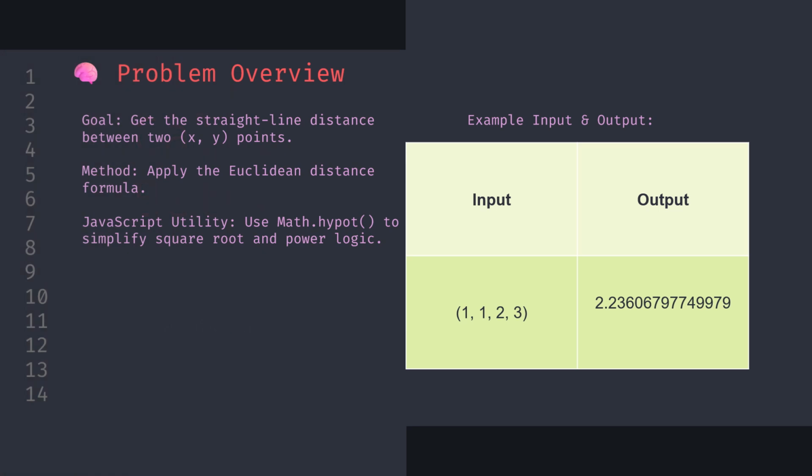We're measuring the straight line distance, also known as Euclidean distance, using Math.pow avoids manually squaring and summing differences. It simplifies the traditional distance formula and handles decimals accurately.